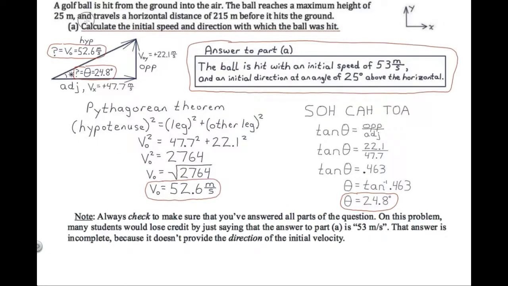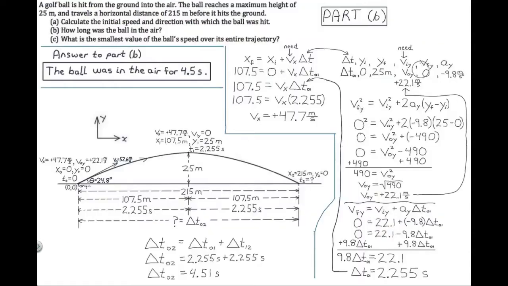Now we're ready to answer the question for part A. Our answer is that the golf ball is hit with an initial speed of 53 meters per second and an initial direction at an angle of 25 degrees above the horizontal. Now we work on part B of the problem. Here's a summary of the solution for part B, and now let's discuss this part of the solution.